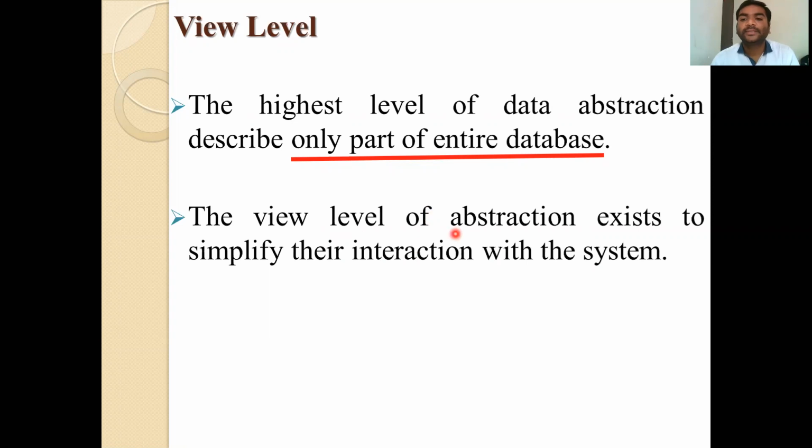The view level of abstraction exists to simplify user interaction with the system. Users can only access up to the view level. Users do not have access to the logical and physical levels. So they only interact with the view level. Through the view level, they can interact with the database, but they have no direct contact or interaction with the database.